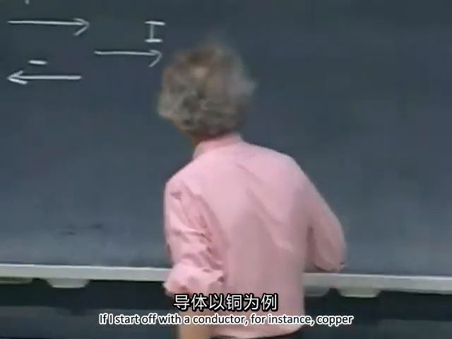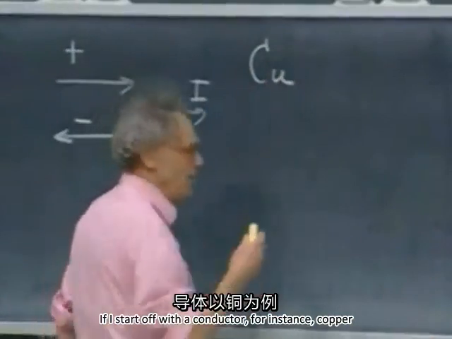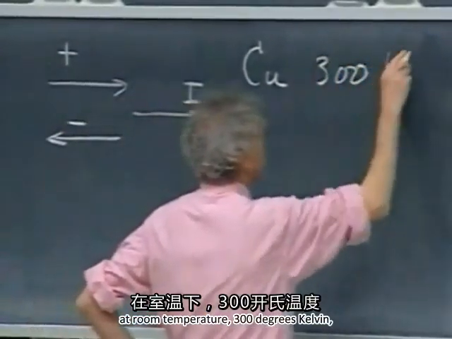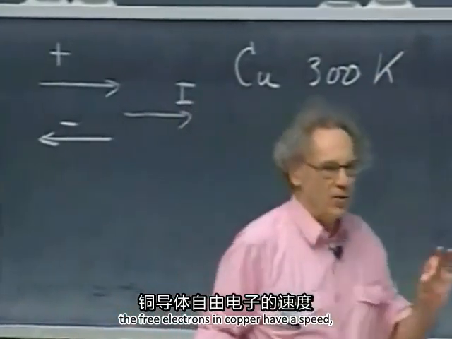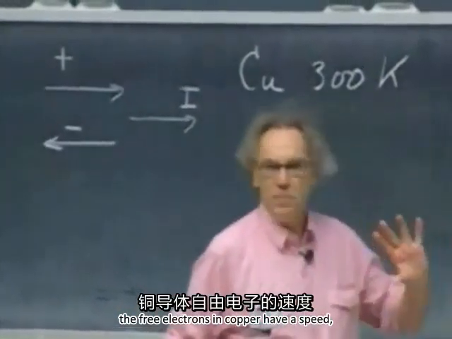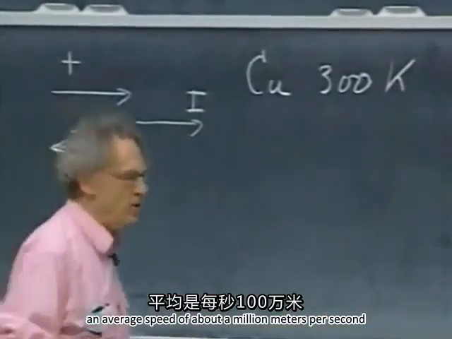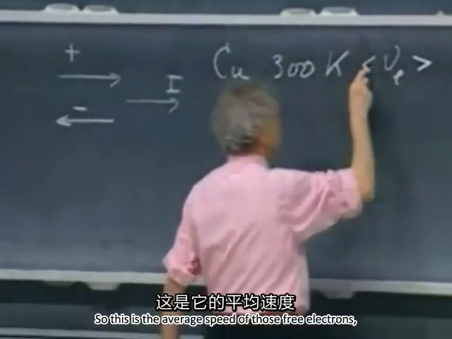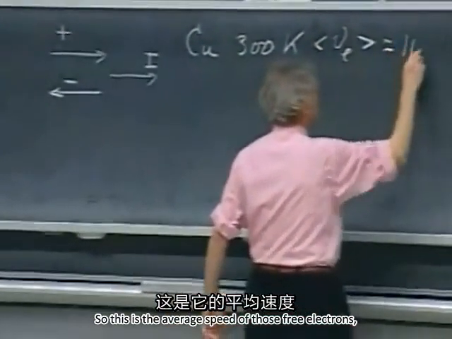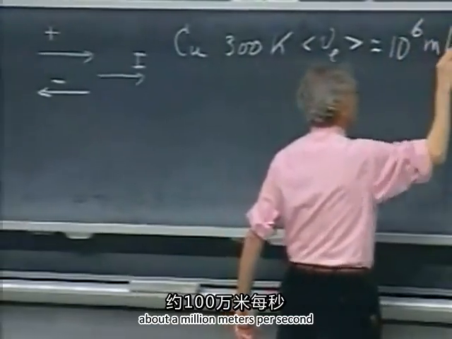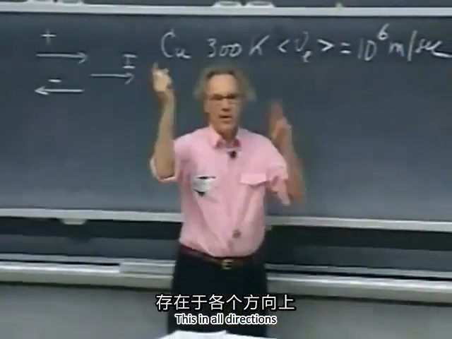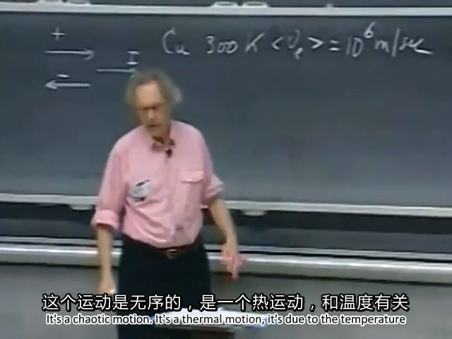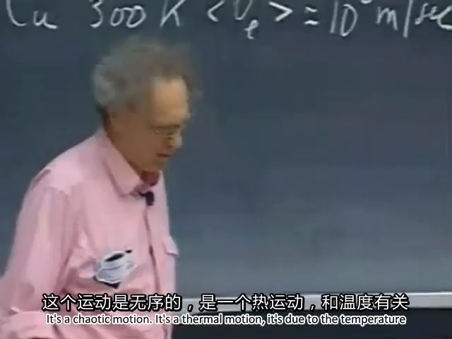If I start off with a conductor, for instance copper, at room temperature, 300 degrees Kelvin, the free electrons in copper have an average speed of about 1,000,000 meters per second. So this is the average speed of those free electrons, about 1,000,000 meters per second. This is in all directions. It's a chaotic motion. It's a thermal motion. It's due to the temperature.